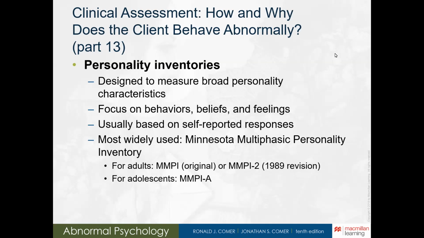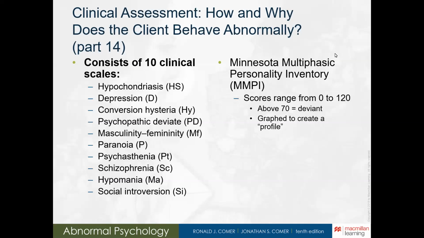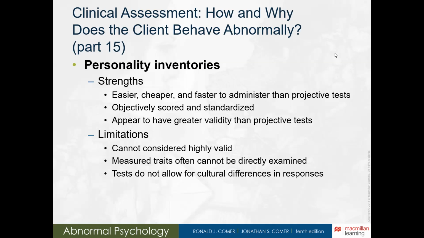The MMPI-2, which was revised in 1989, is typically used on adults, and the MMPI-A is for adolescents. What it does is look at 10 clinical scales, what you see before us. And you look at the scoring from this, and the score is from 0 to 120. If the respondent has a score of 70 or above, they are considered deviant. And then they have to be graphed to create what's known as a profile. So, what are some of the strengths and limitations of this? Well, when you think about personality inventories, they're easier, cheaper, and faster to administer than projective tests.